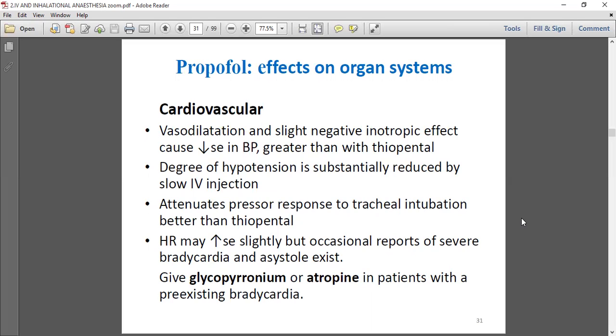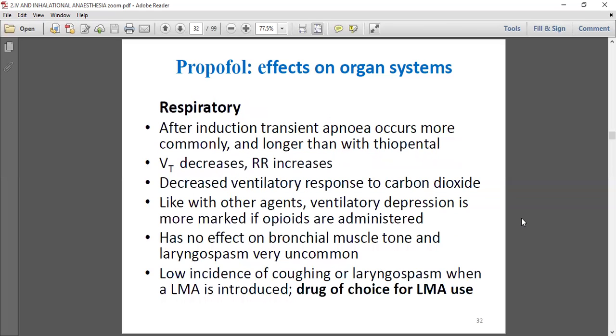Let me just finish. Give glycopyrronium or atropine in patients with existing bradycardia, because I think atropine will stimulate the system.